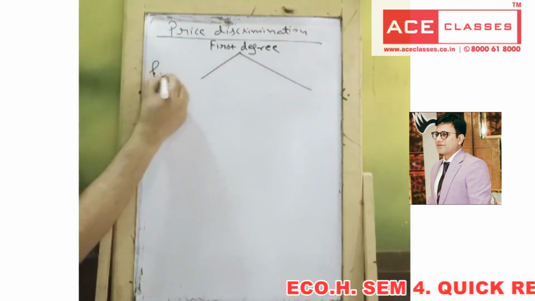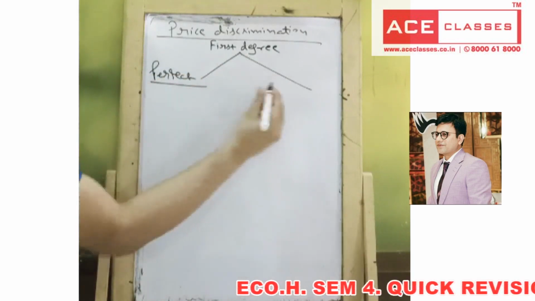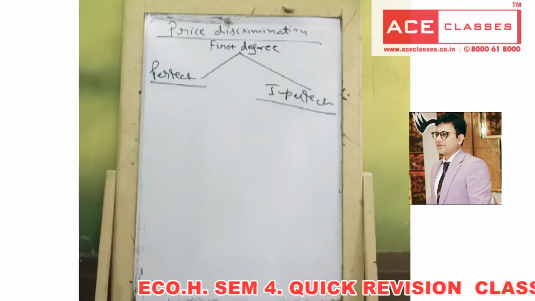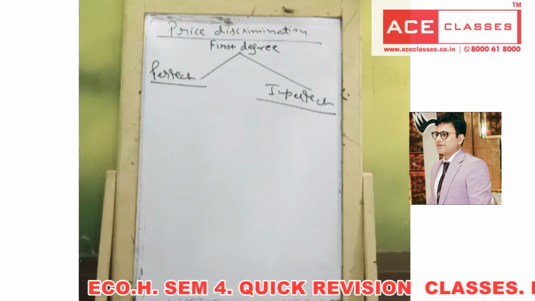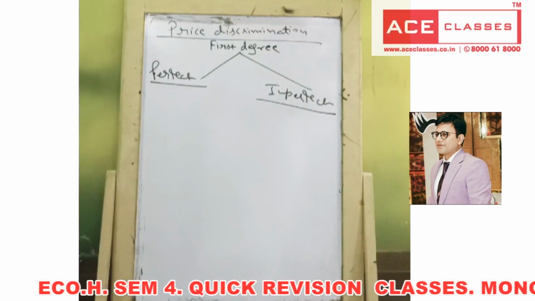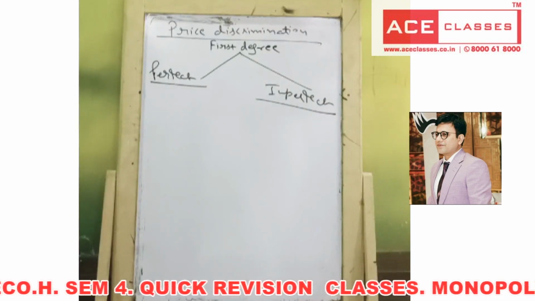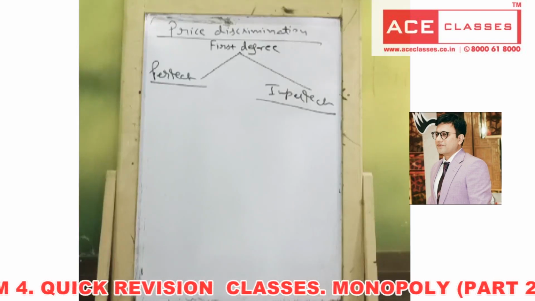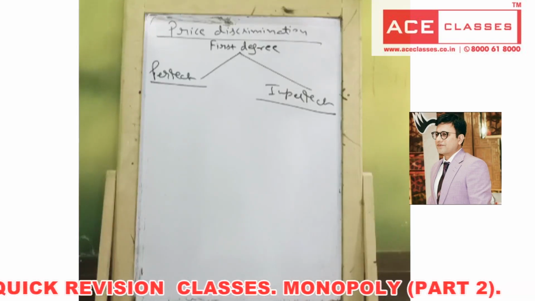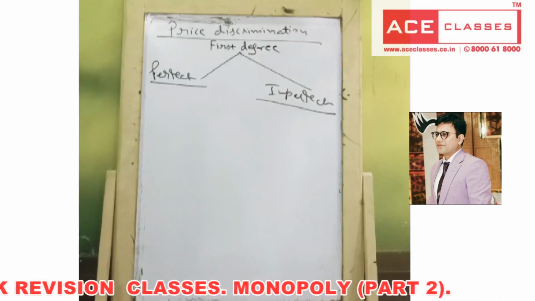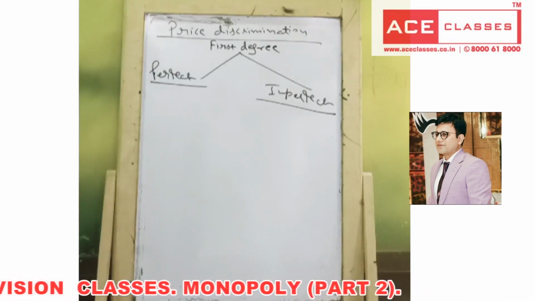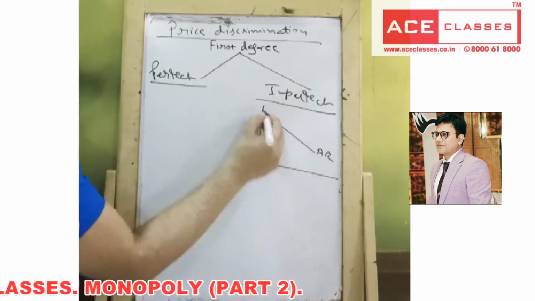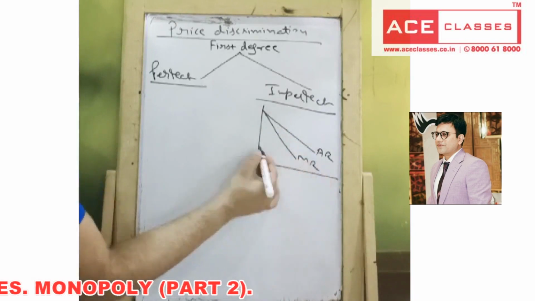We shall start with first degree discrimination. Well, first degree discrimination is of 2 types: perfect first degree discrimination and imperfect first degree discrimination. When we talk about perfect first degree discrimination, here the monopolist charges each consumer his or her reservation price. In other words, the monopolist is going to charge each consumer the maximum price which that consumer is willing to pay.